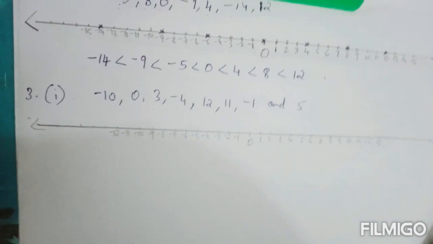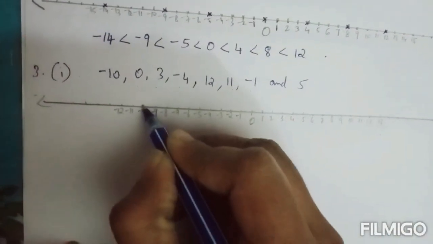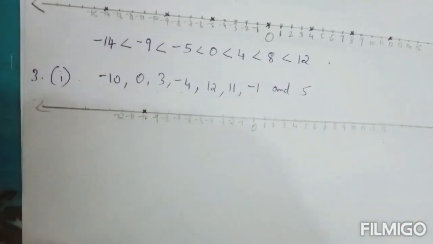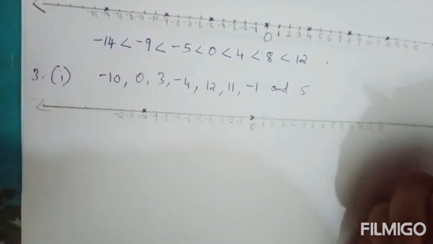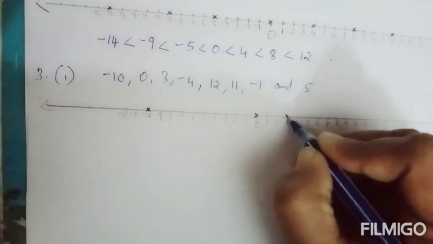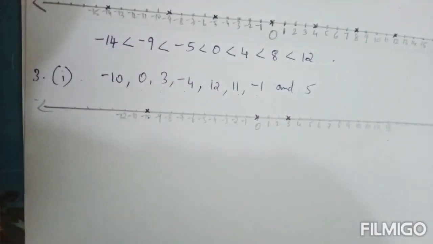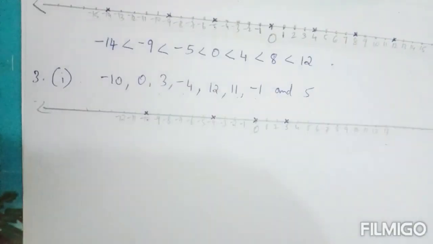Okay. After that minus 10. Where is minus 10? You can see here it is. This mark, this point is minus 10. So put a small cross. Okay. Next is 0. So 0 it is here. You can mark. Now 3. Positive 3. So 3 it is this point. Next minus 4. So minus 4 here it is.